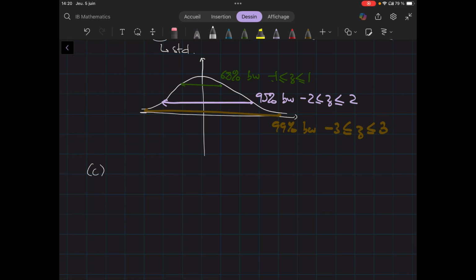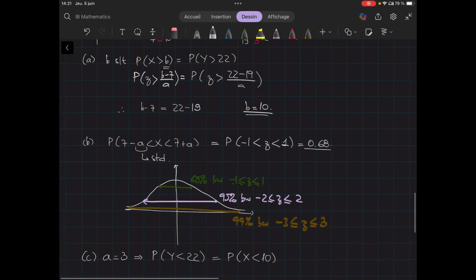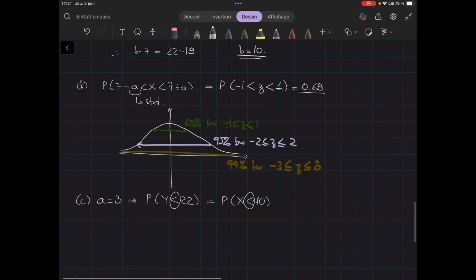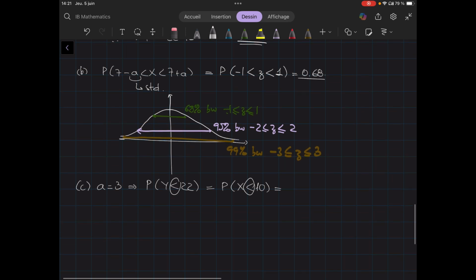Part C. Given that a is equal to 3, calculate the approximate value of P of Y less than 22. Okay, so if a is equal to 3, P of Y less than 22 has to be equal to P of X less than 10. How do we know this? We can go back to part A. P of X less than 10 is equal to what? P of X less than 10, that is P of Z less than 1.